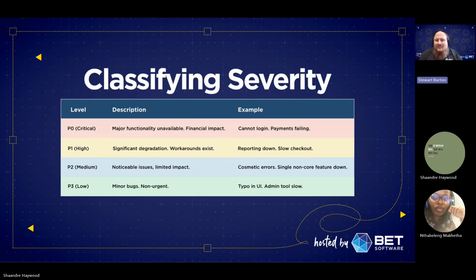The P1 or Sev 2, which is high, that's significant degradation, but also partial functionality exists. Hopefully workarounds may still exist. Okay. A medium, which will be a P2 or a Sev 3, is noticeable issues, but with limited impact, right? And then a P3 or Sev 4, which is low, that'll be minor or cosmetic and not super urgent. So having predefined criteria helps avoid debates in the middle of a crisis, and severity determines who must be involved, the update cadence, whether external communications or leadership escalation is needed, right?